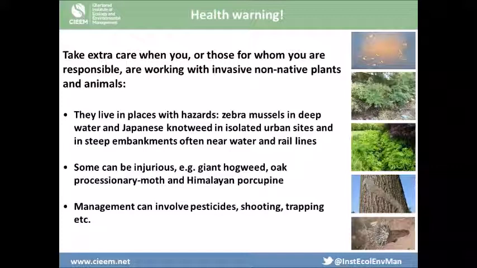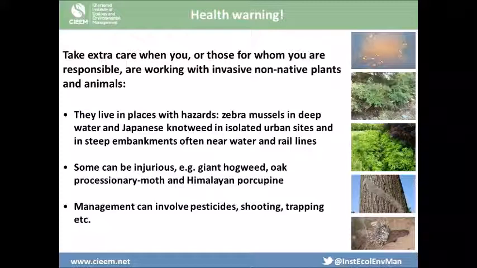Now, it's really important to be careful working with invasive species for yourself and those you're responsible for. They do live in some tricky places: deep water, isolated urban sites, railway lines. And of themselves they can be quite nasty. Giant hogweed, not to be messed with. Oak processionary moth, definitely not to be messed with. And Himalayan porcupine, well, if you're lucky to come across one, again, really be careful.